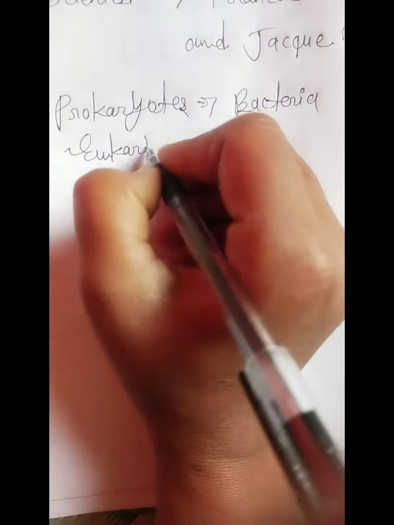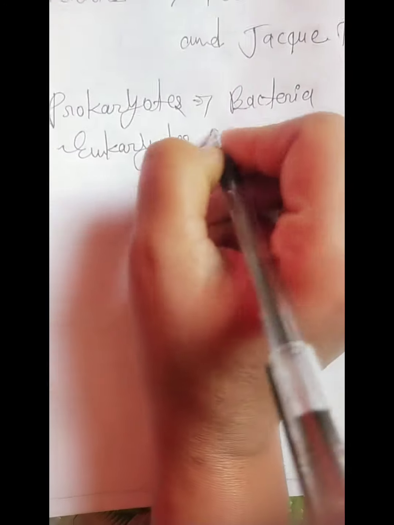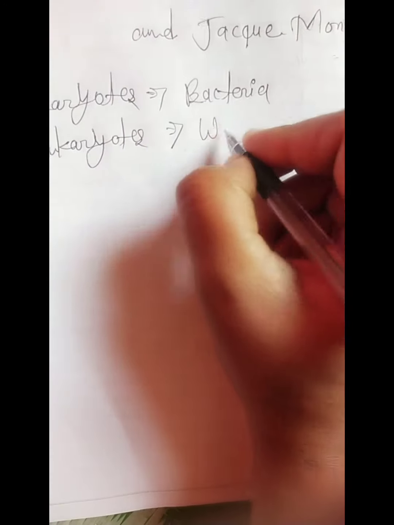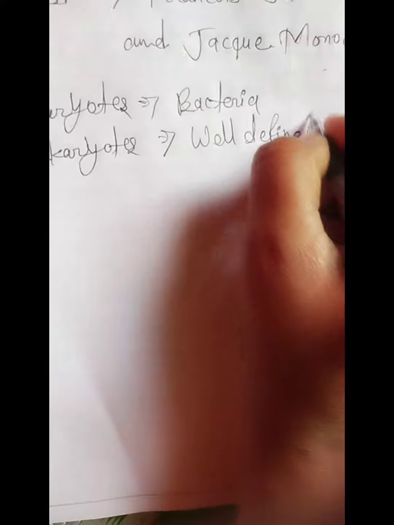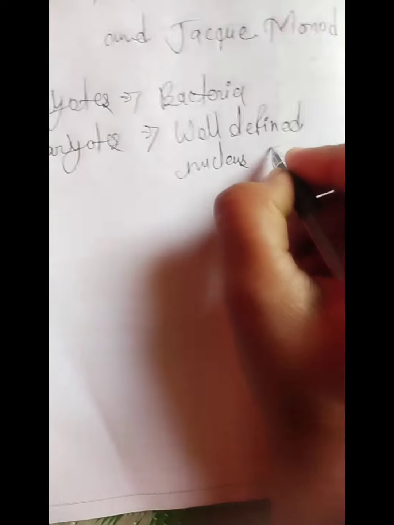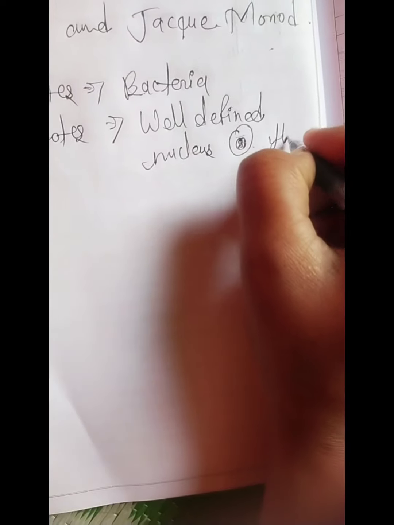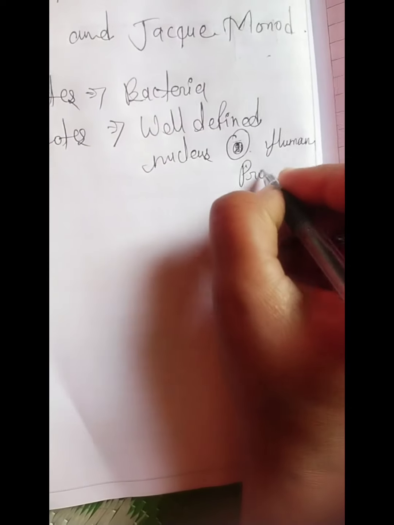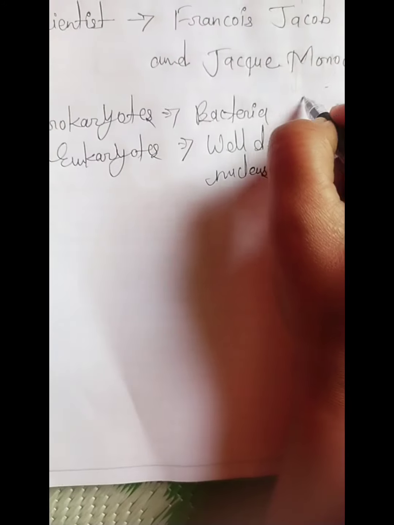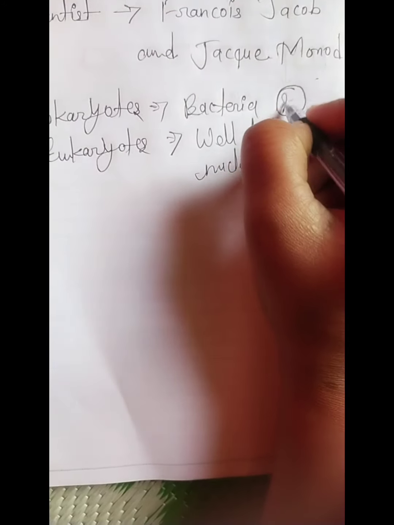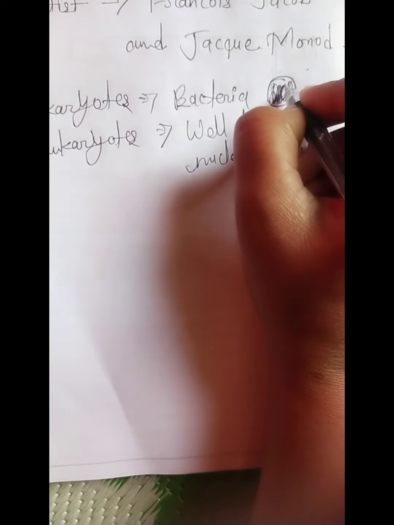Let's know the difference between prokaryotes and eukaryotes. Eukaryotes are those that have a well-defined nucleus. Here, the genetic material is stored, such as in humans, protista, and so on. Prokaryotes are those in which the nucleus is not well-defined. The genetic material is spread all over the cell.